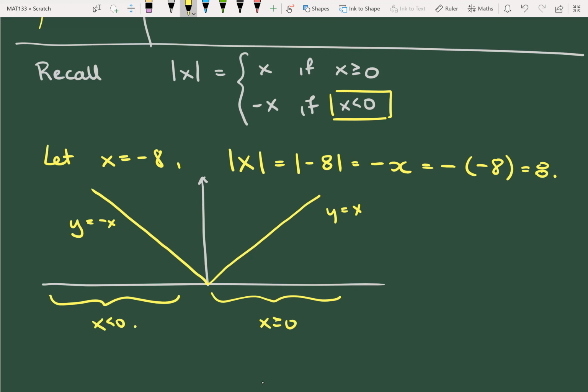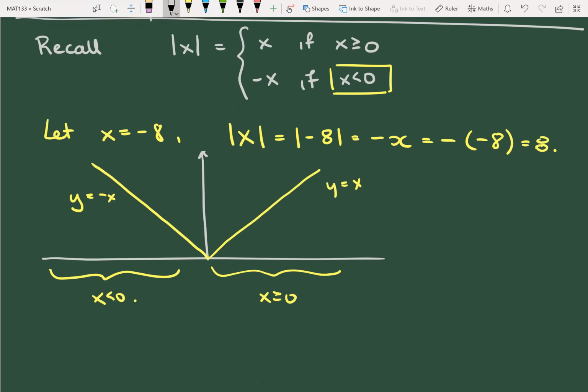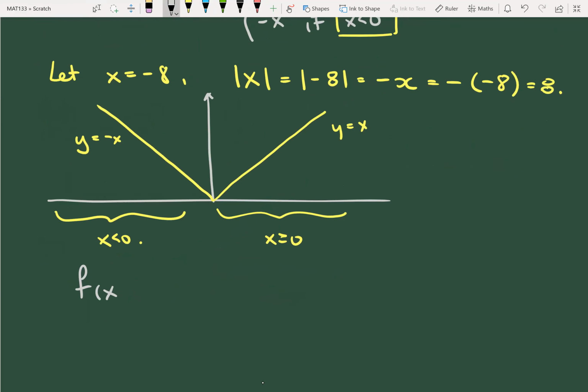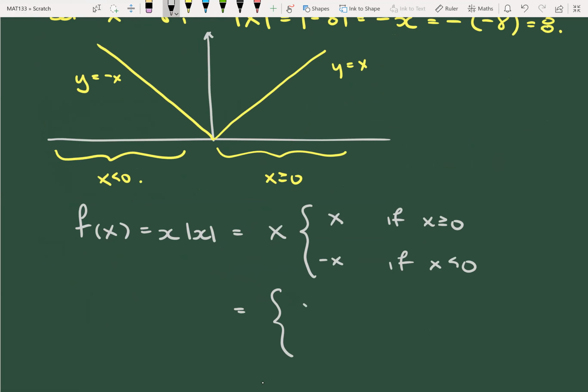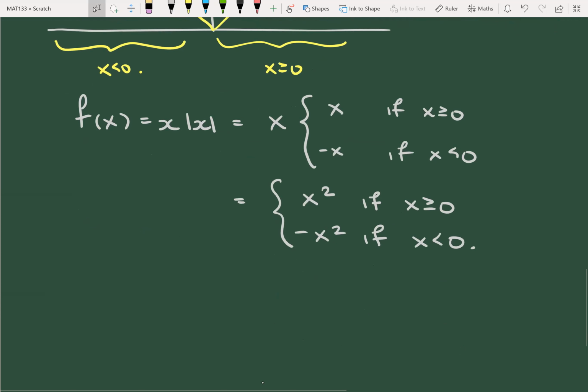Now, the function that you were originally given was f of x is x times the absolute value of x, right? But we know the absolute value of x is x when x is greater than or equal to 0, and negative x if x is less than 0. So let's just multiply. I'm going to write this in a weird way, not how we would normally do it. You can just multiply the x through. That gives you x squared if x is greater than or equal to 0, and negative x squared if x is less than 0. And that's the graph that we had.